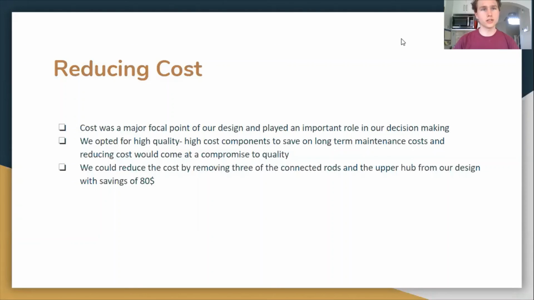So in this regard, it would be hard to reduce our cost any more. Our vertical wind turbine has the minimum parts needed for it to function effectively. We could reduce the cost by removing 3 of our 6 connecting rods and the upper hub from our design, and this would save us about $80 overall.